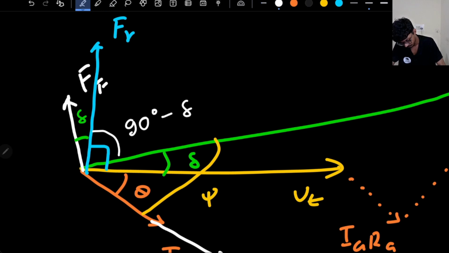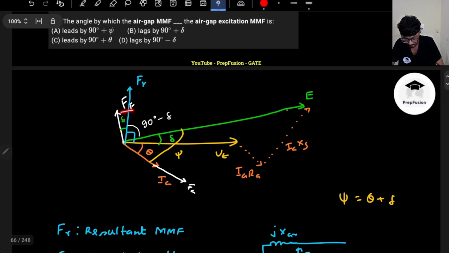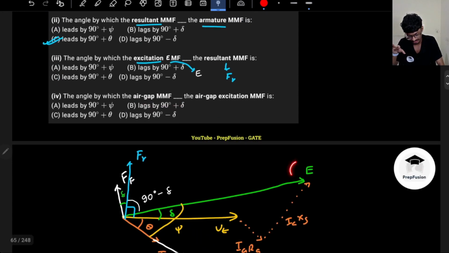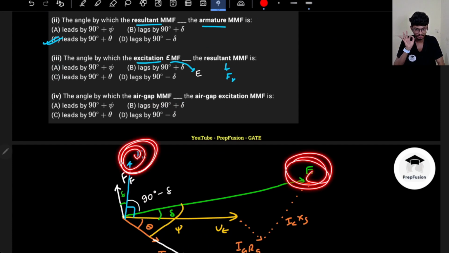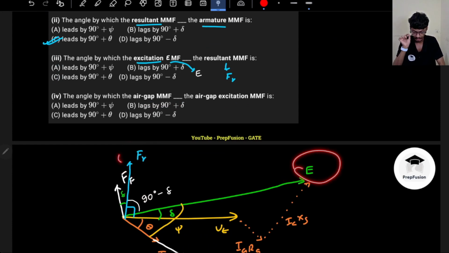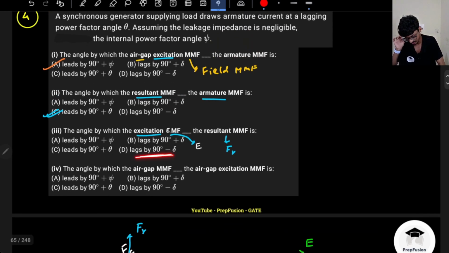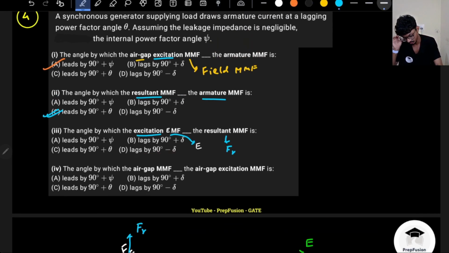90 minus delta. So FR leads the excitation EMF by 90 minus delta. But here they're asking how much the excitation EMF leads or lags. So it will lag, because I'm moving in the clockwise direction from FR. So the excitation EMF lags the resultant MMF by 90 minus delta. That is present in option D, so option D will be correct.